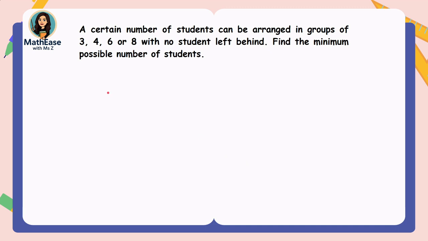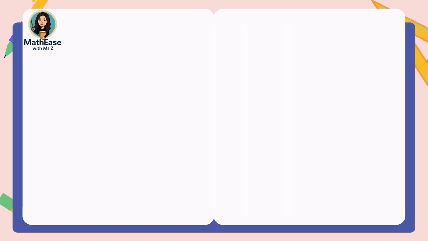A certain number of students can be arranged in groups of 3, 4, 6, or 8 with no student left behind. We need to find the minimum possible number of students. Now, what does that really mean? It means we're trying to make equal groups, groups of 3, groups of 4, groups of 6, and groups of 8. And in every case, the total number of students must fit perfectly. No remainders, no one left standing out.